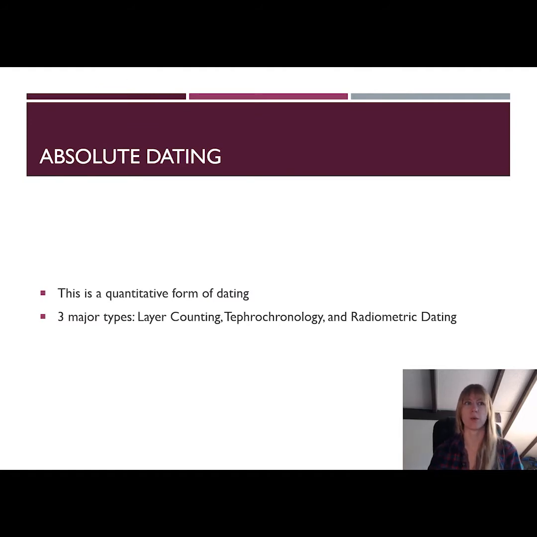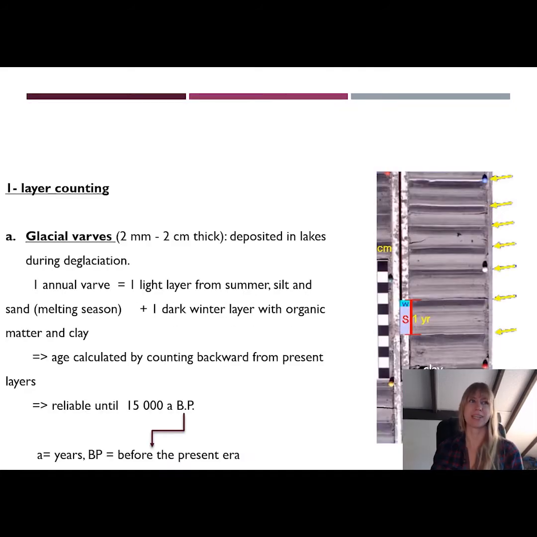Absolute dating is the quantitative form of dating. And there are three major types: layer counting, tephrochronology, and radiometric dating, all three of which we are going to talk about today. So tree counting and glacial varves are part of layer counting. We're going to start with glacial varves. Glacial varves are 2 millimeters to 2 centimeters thick, and these are the deposits in lakes during deglaciation. Deglaciation is when a glacier recedes or kind of melts away.